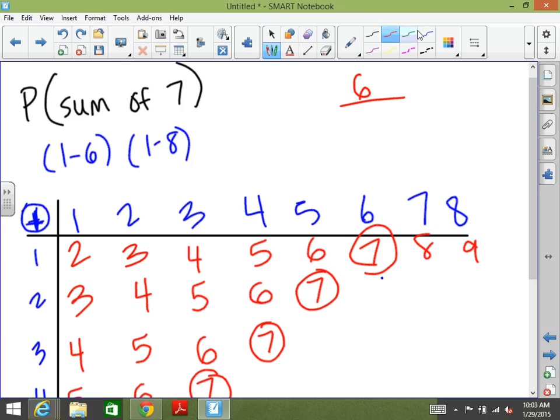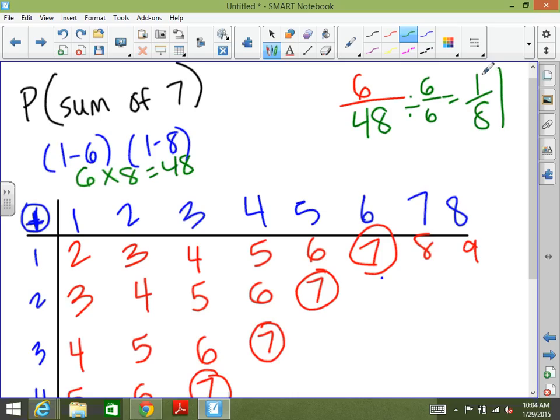Okay, 6 out of what? How many outcomes are here in the first cube? Times 8, so we get 6 out of 48. Now, can I reduce that? Yes. By what? 6. And we get 1 out of 8. Is there a chance of this happening? No. It's a very small chance. 1 out of 8 chance. Are we good so far? Any questions? No questions? Okay.